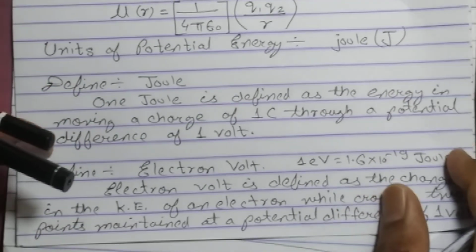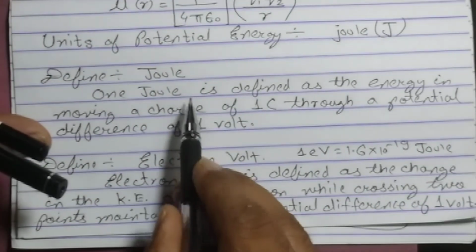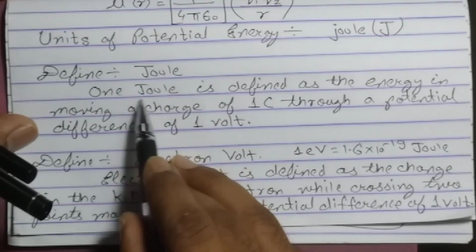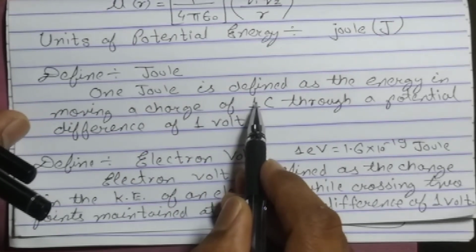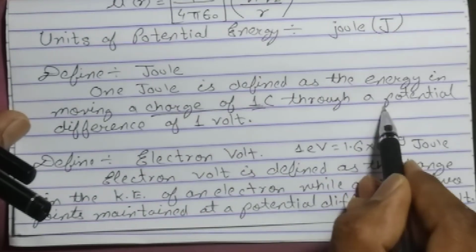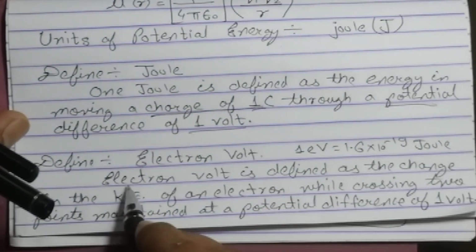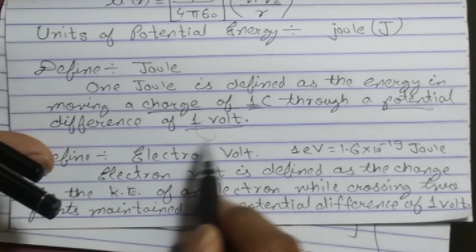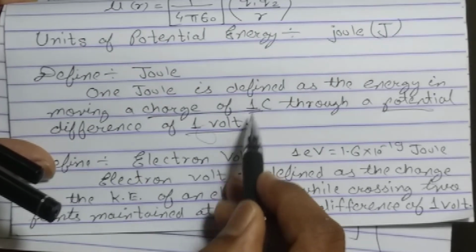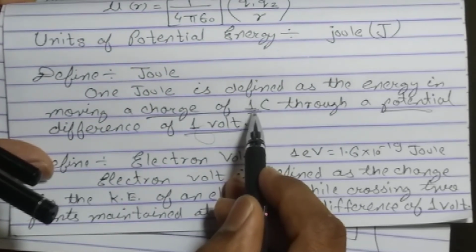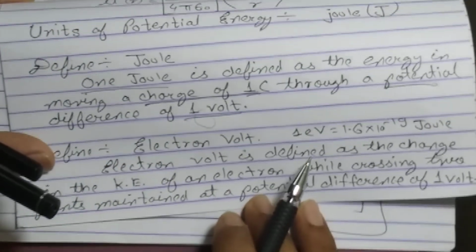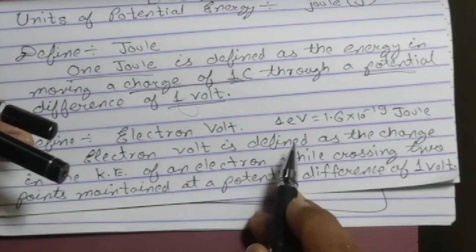As I told you, joule is a unit of energy. 1 joule is defined as the energy required in moving a charge of 1 coulomb through a potential difference of 1 volt. Due to 1 volt potential difference, this 1 coulomb charge is moved. So how much energy is required? That energy is nothing but 1 joule. And what is the electron volt?